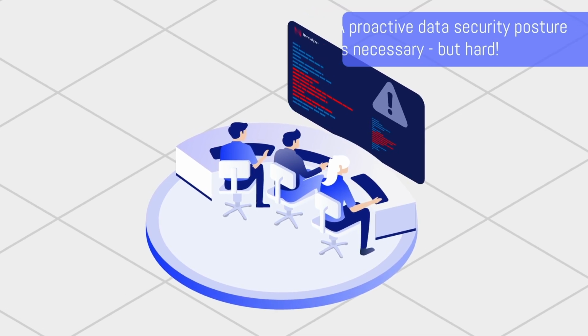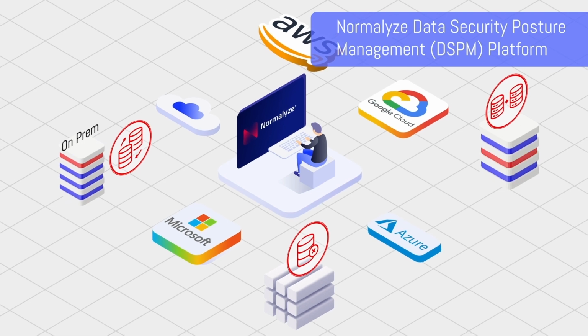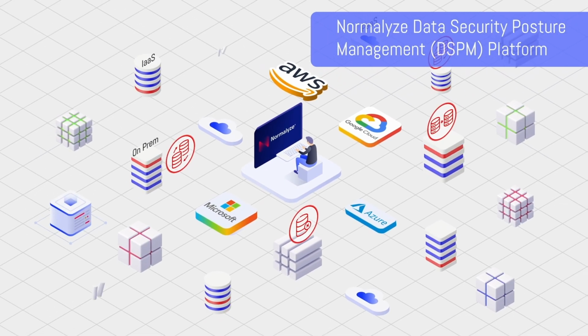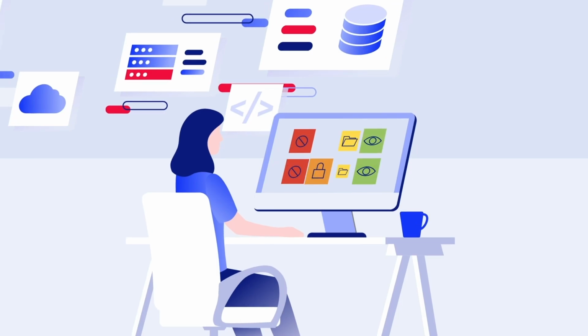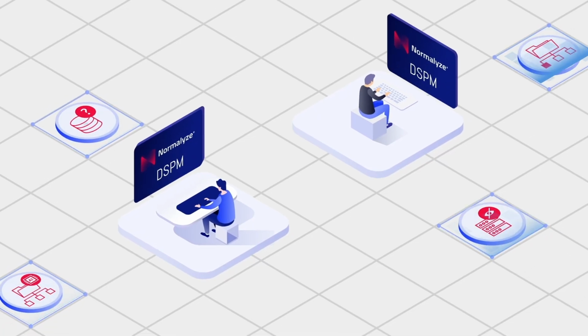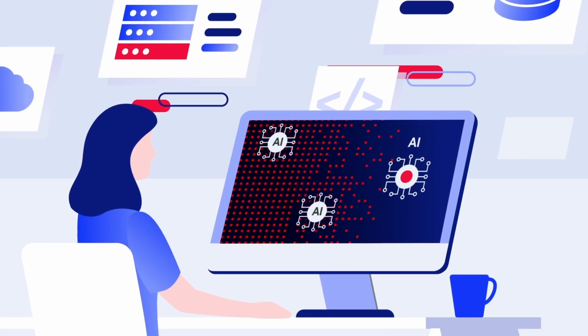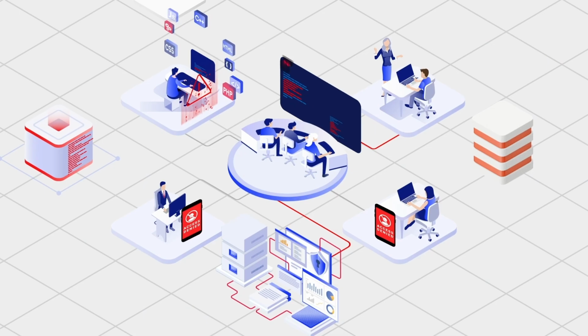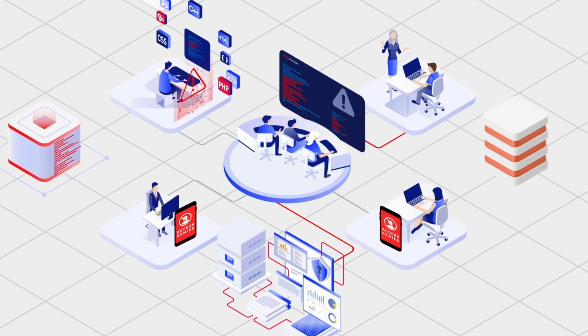So, what can they do? Introducing the Normalyze DSPM platform. Normalyze is a DSPM platform purpose-built for modern hybrid enterprises that integrates with 400-plus data sources, rapidly discovers and classifies your data, uses AI to detect risks, vulnerabilities, and anomalies, and guides users to the appropriate remediation actions.